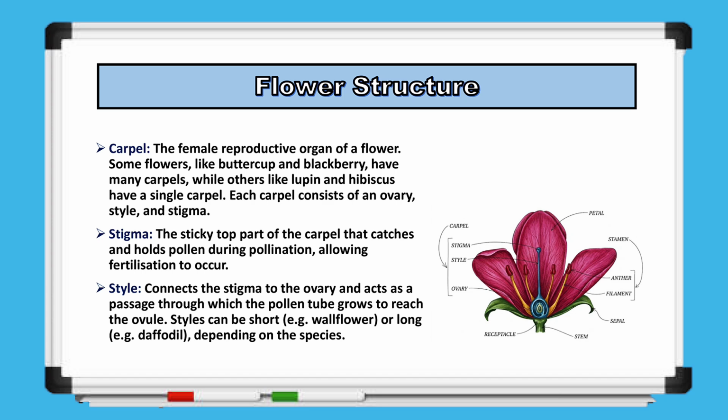The style connects the stigma to the ovary, and it serves as a passage through which the pollen tube grows to reach the ovule, while styles can vary in length depending on the species, being short in flowers like wallflower and long in flowers like daffodil, which ensures efficient fertilization.